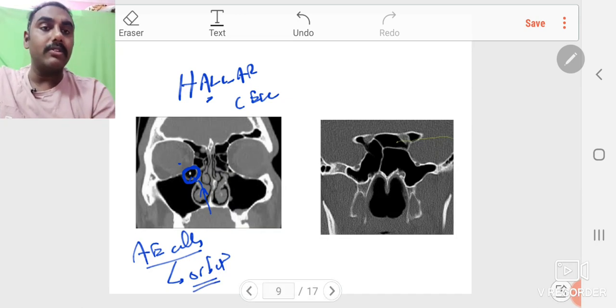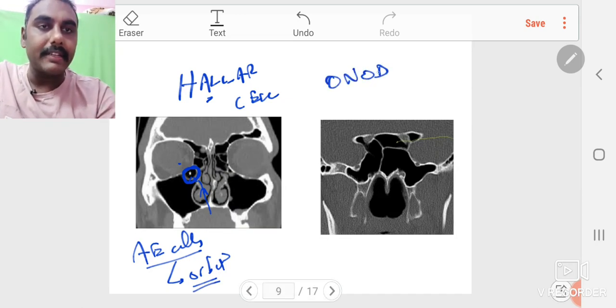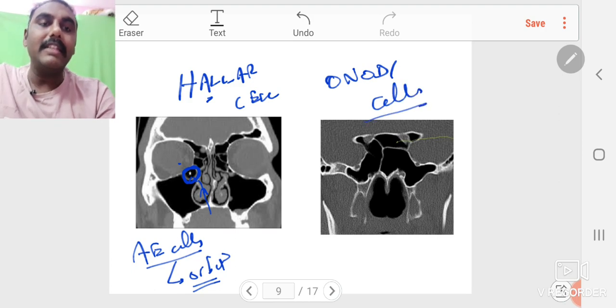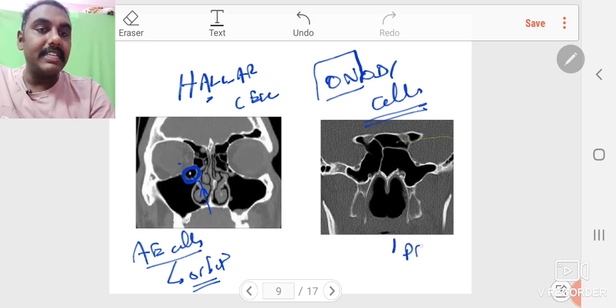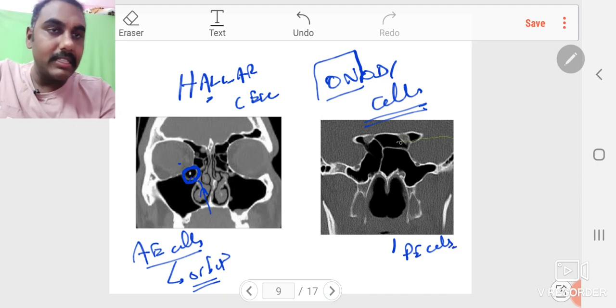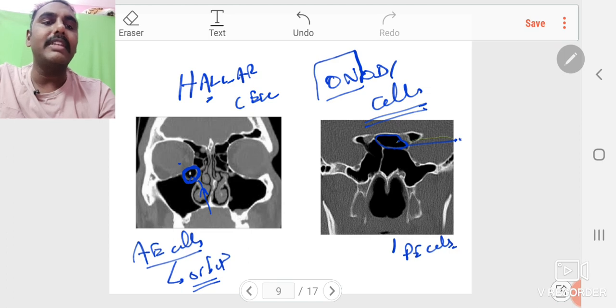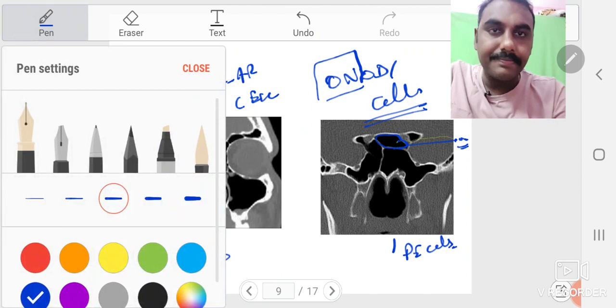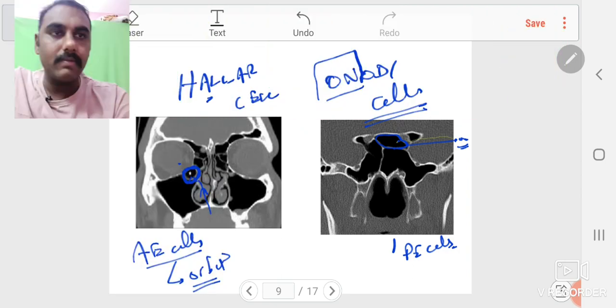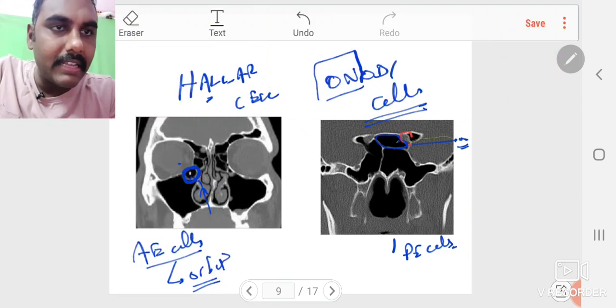Going to the next cell, Onodi cell. I will give a mnemonic, think of ON for optic nerve. Onodi cell is a posterior ethmoidal cell, this one is an Onodi cell. Normally this is a sphenoid sinus which has only 2 pneumatization, here there is an extra pneumatization, that is the Onodi cell or the posterior ethmoidal cell, and this is the optic nerve area.